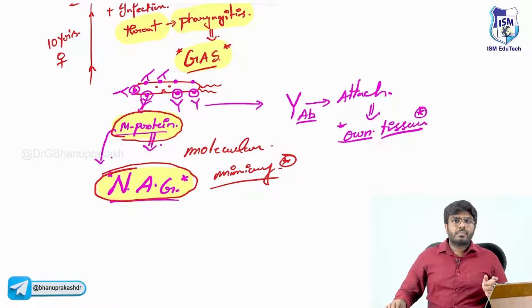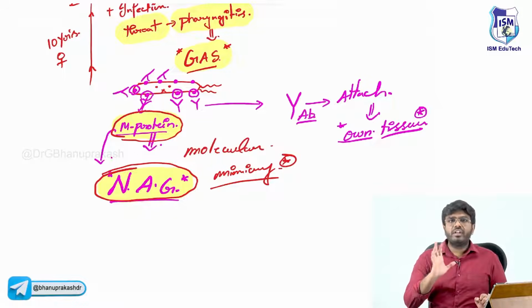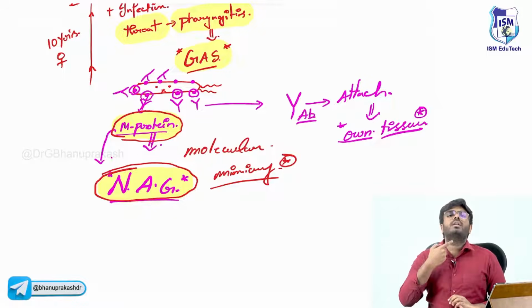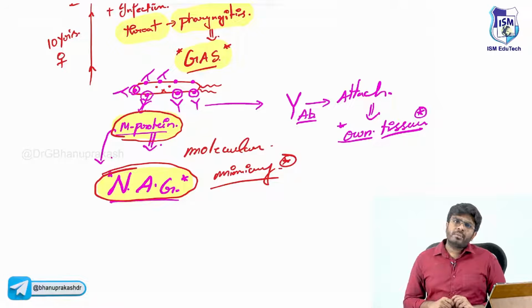Imagine you are a child of 15 years or 10 years. Now you got group A beta hemolytic streptococcal pharyngitis. So, are you going to develop rheumatic fever? No, not everyone. Just 3% of the population.